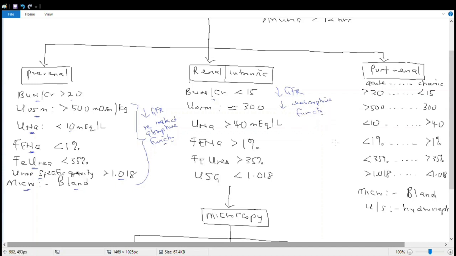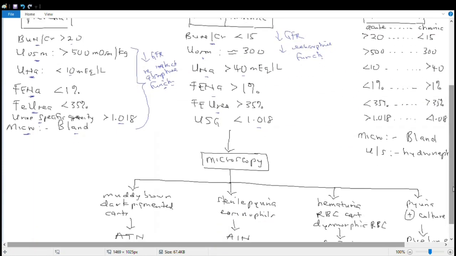Because the renal tubular epithelial cells are actually injured here, right? So BUN to creatinine is going to be less than 15 because we cannot reabsorb BUN at the expense of creatinine to maintain blood volume here, right? Osmolarity will be less than 500. Urine sodium is going to be increased. Fractional excretion of sodium is going to be greater than 1%, that is, less than 99% of the filtered sodium is going to be reabsorbed. Fractional excretion of urea will be greater than 35%. Urine specific gravity is going to be dilute because of decreased water reabsorption, right?